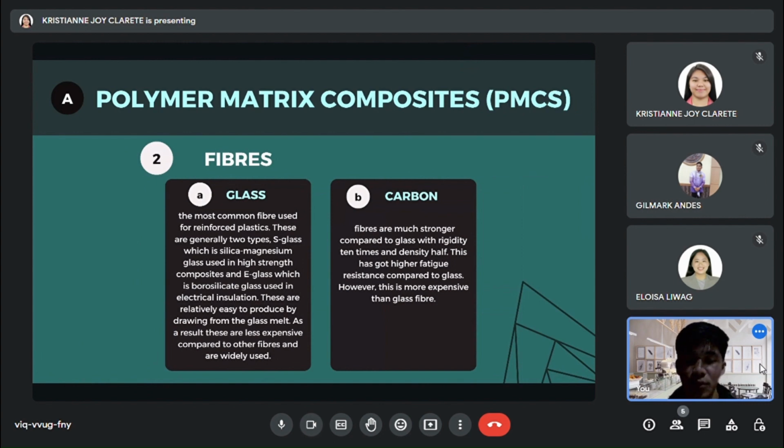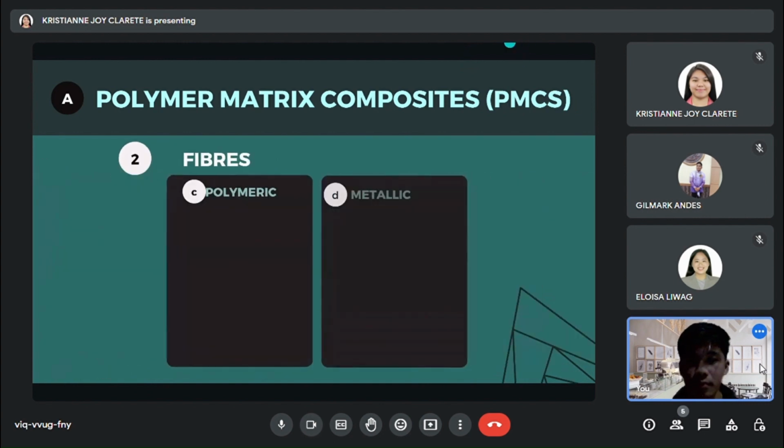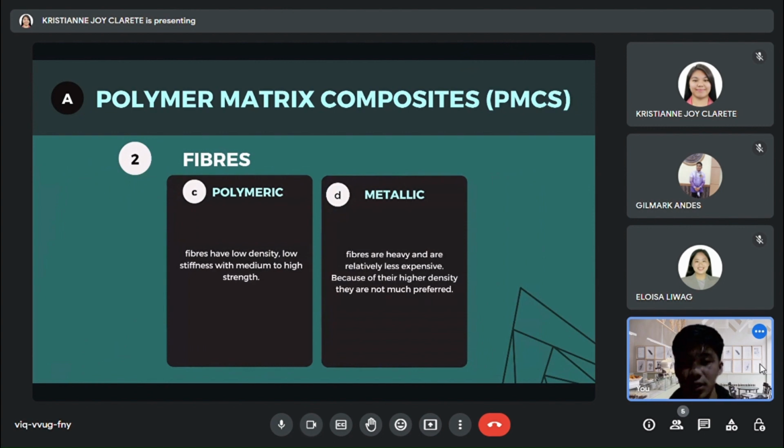Next, we have polymeric. Polymeric fibers have a low density, low stiffness with medium to high strength. Polymeric fibers are a subset of artificial fibers which are based on synthetic chemicals rather than arising from natural materials by a purely physical process.